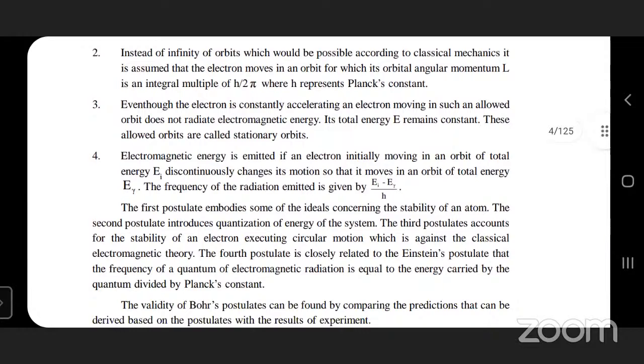The case for the atom, which consists of a nucleus. The charge of the nucleus is plus Ze, okay, and capital M is the mass.